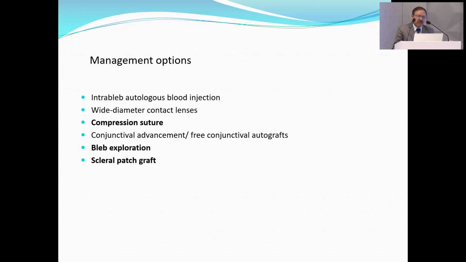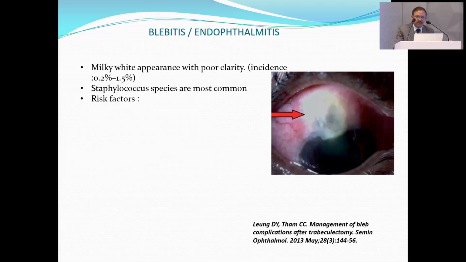So management options with hypotony, in early stages, you can use intrableb and autologous blood injections or wide diameter contact lens. Sometimes if the bleb is good, there is no problem with the conjunctiva, you can try compression sutures also. Or if there is a recession of the conjunctival wound, you can advance it and put the sutures again. Or sometimes free conjunctival autografts are required. If all these fail, then you need to explore the bleb, especially if the patient is referred from another center and you are not clear what is the condition of the flap and the sutures. So sometimes you need a scleral patch graft also.